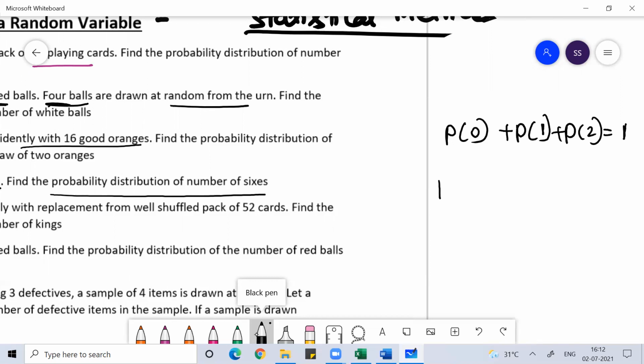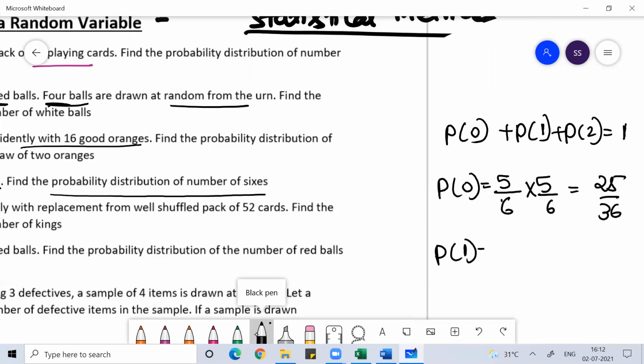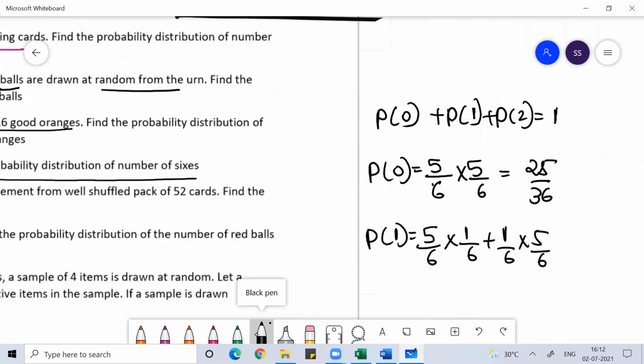So if both times you throw the dice and none of the time you get 6, meaning except 6 any number can come, that would be 5 by 6 into 5 by 6, that would be 25 by 36. Probability of getting one 6: any like first time it is not 6, second time it is 6, or first time 6, second time not 6. So that would be 10 by 36, or 5 by 18.